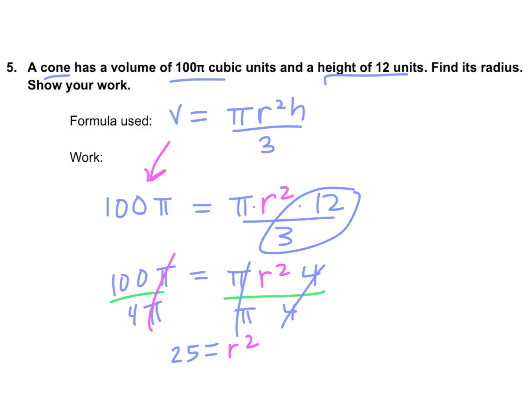So something times something is 25, and it has to be the same number, or I could take the square root of 25. So I do know that 5 times 5 is 25. So therefore, our radius is just 5.